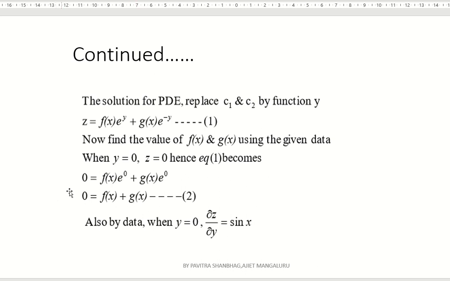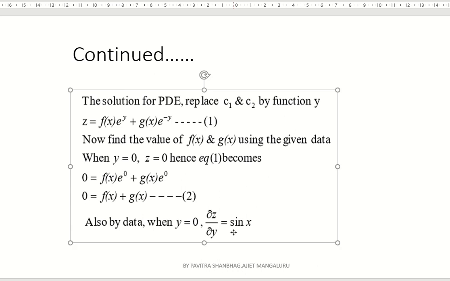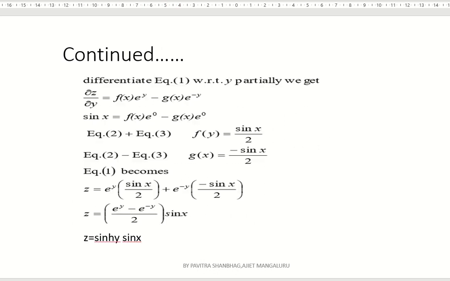Now what is the second equation? y equal to 0 and dou z by dou y equal to sin x, they have given. Now first find dou z by dou y, because z is given as f(x) e power y plus g(x) e power minus y. Differentiate this. Derivative of e power y is e power y only. Derivative of e power minus y is minus e power minus y. So dou z by dou y equals f(x) e power y minus g(x) e power minus y.